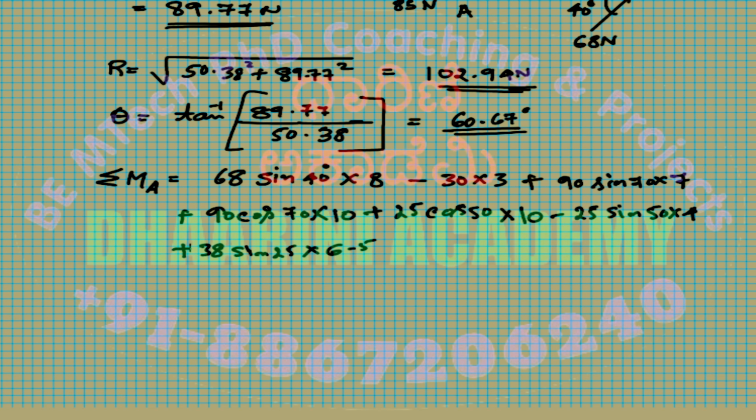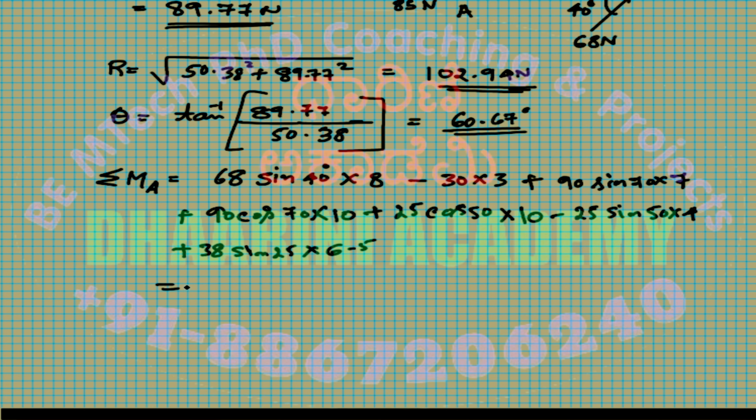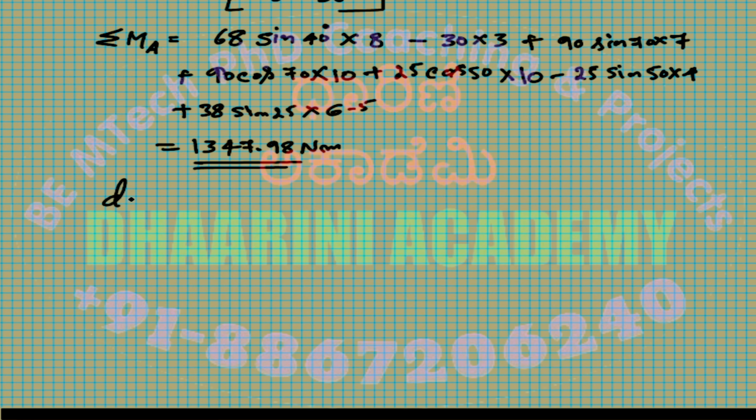Right, so this is the equation to find the moment. Let us simplify. This is equal to 1347.98 newton meters. Okay, right. Now we got MA. Using this, we can calculate. First, you can find the shortest distance from the point A. That is MA divided by the magnitude of the resultant.